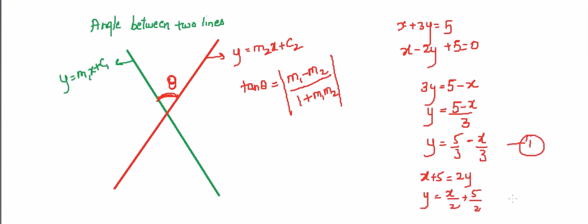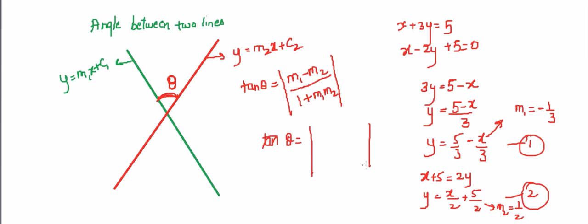These are my two straight lines. From here I can see that m1 is minus 1 over 3 and m2 is 1 over 2. Put these values. So tan theta is equal to, in absolute form, m1 minus m2, that is minus 1 over 3 minus 1 over 2, divided by 1 plus 1 over 2 times minus 1 over 3. So this will be minus 1 over 2 multiplied by 1 over 3.